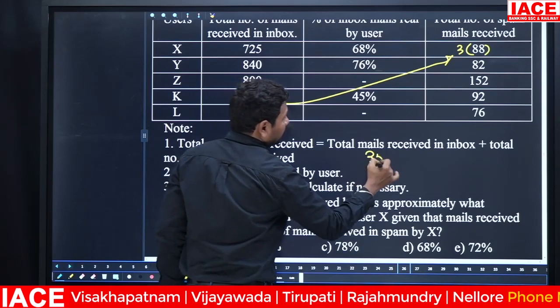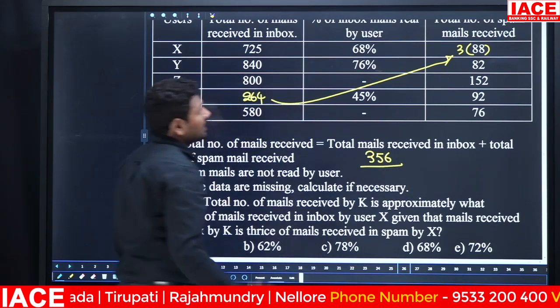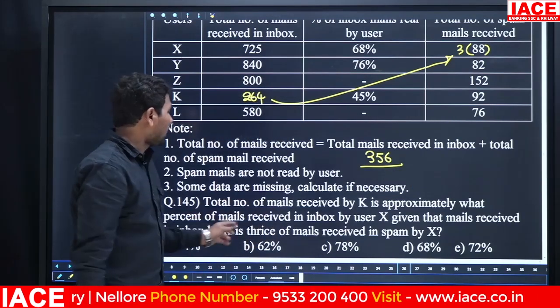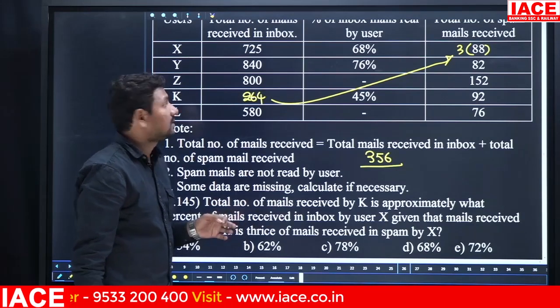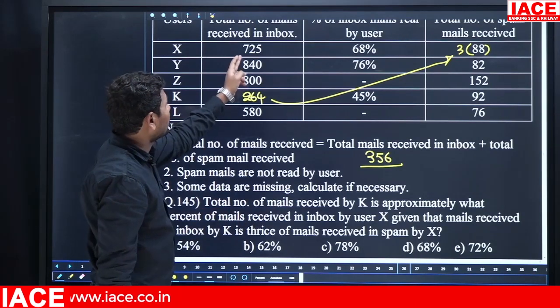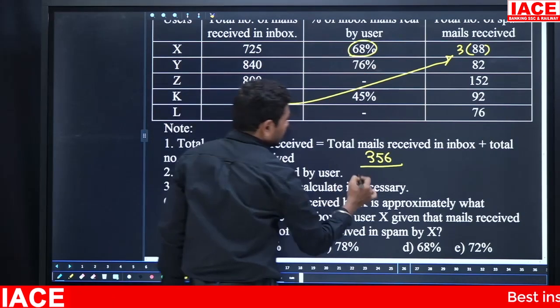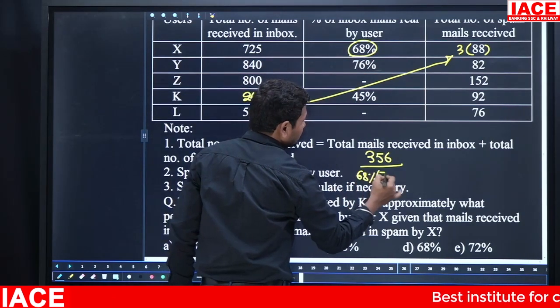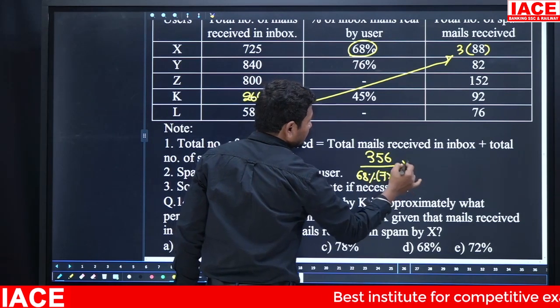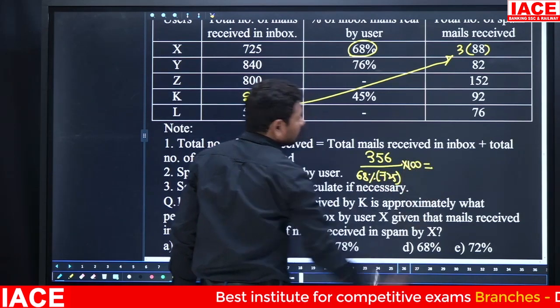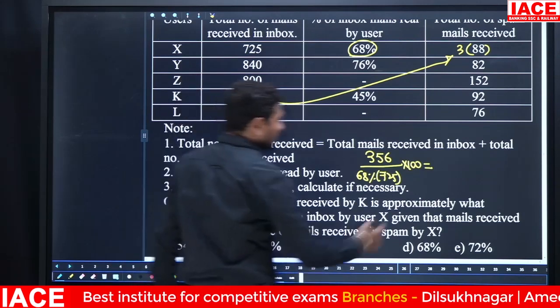Here 356. 356 is what percentage of mails received in inbox by user X. User X means what we can apply? 725 users. How much percentage? 68 percentage. 68 percentage of 725. We need percentage, multiply with 100. Okay. Cancel the terms to get an answer.